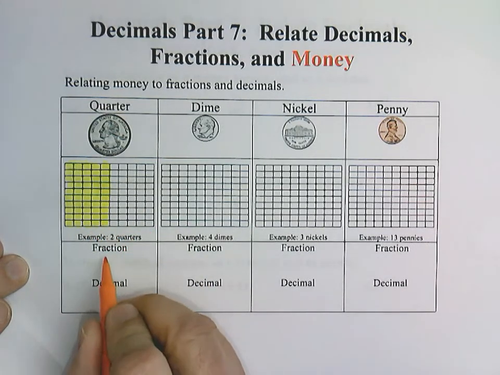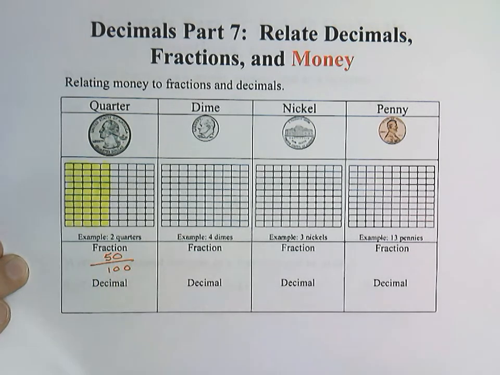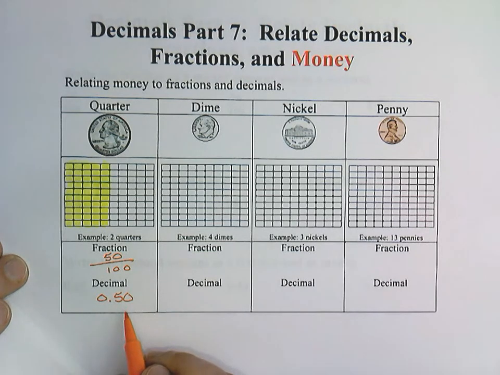As a fraction, 2 quarters would represent 50 out of 100 cents. And in decimal form, remember that we can just say 0.50, which is read as 50 hundredths.